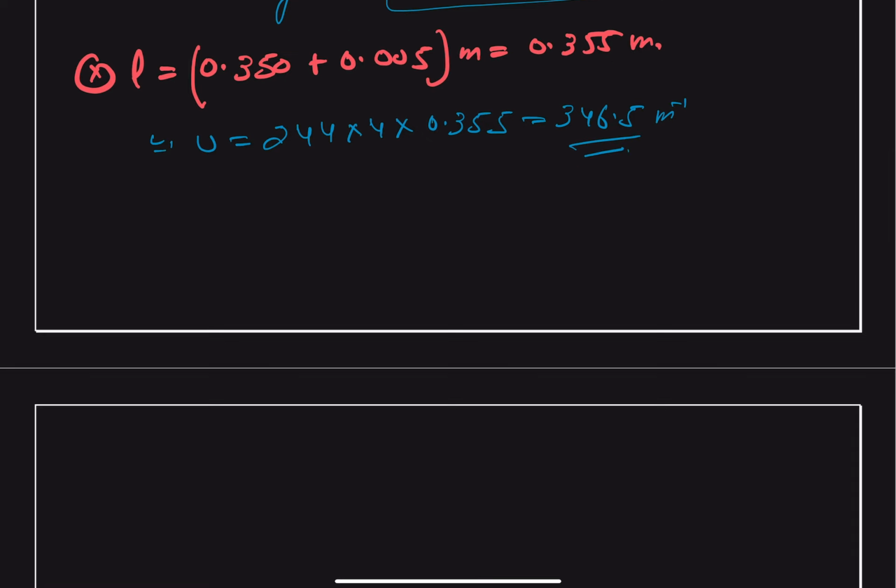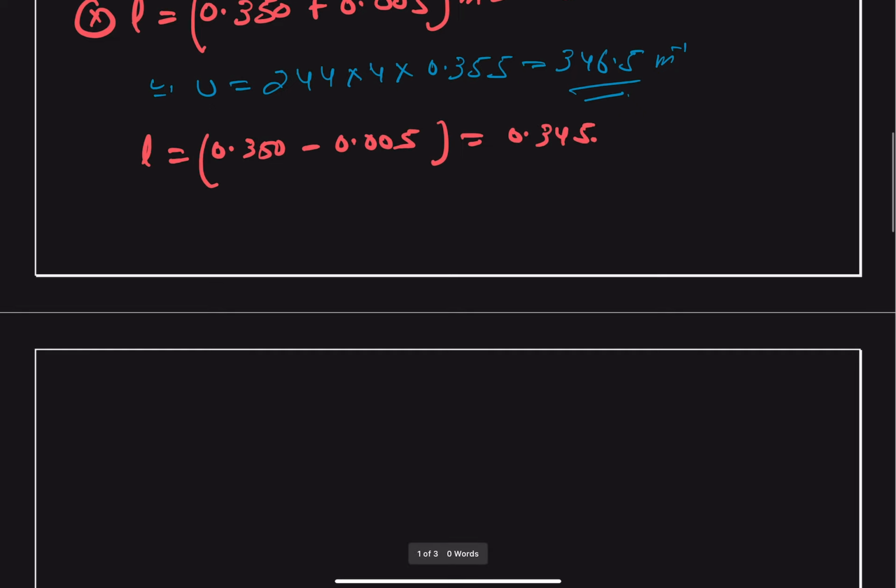Similarly, we are going to take the value of L as 0.350 minus 0.005, and this gives us 0.345. Therefore we have that the velocity will be equal to 244 multiplied by 4 multiplied by 0.345, and this gives us the velocity as 336.5 meters per second.